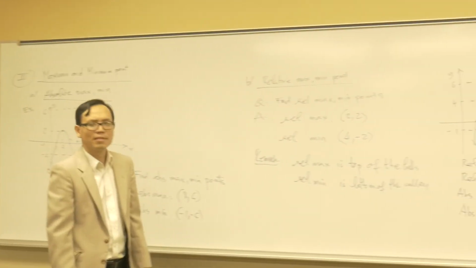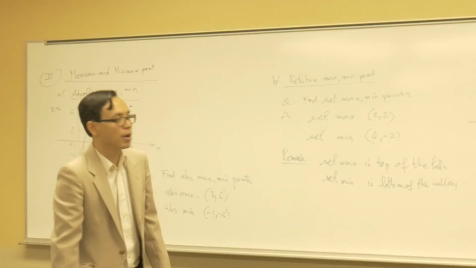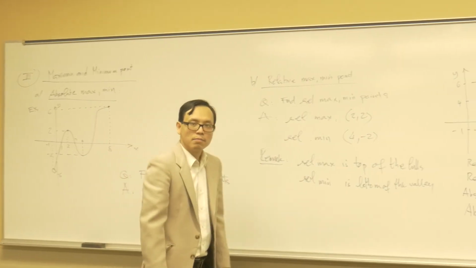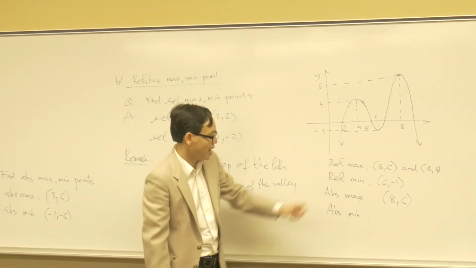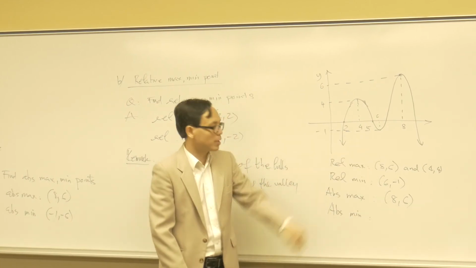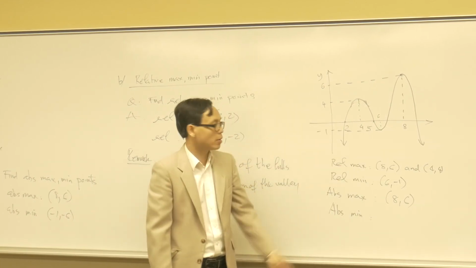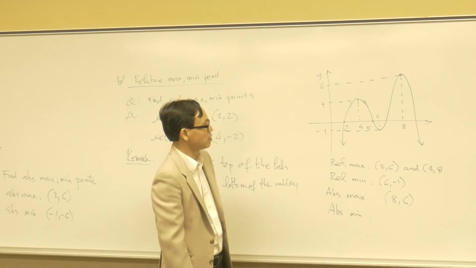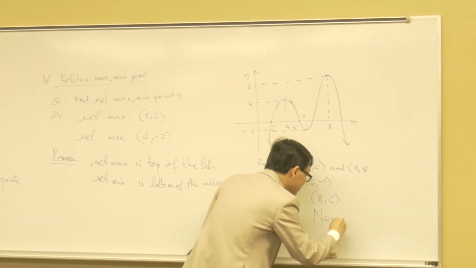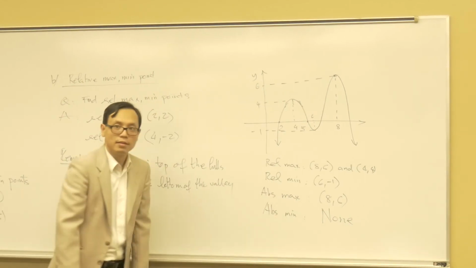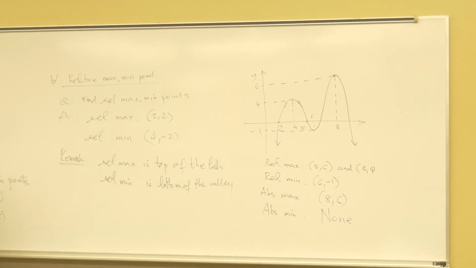No, because the arrow is going down. I'm looking at the body. Yeah, the arrow going down, and we cannot define absolute min because it keeps going down. I don't know where it goes. We don't have it. None.